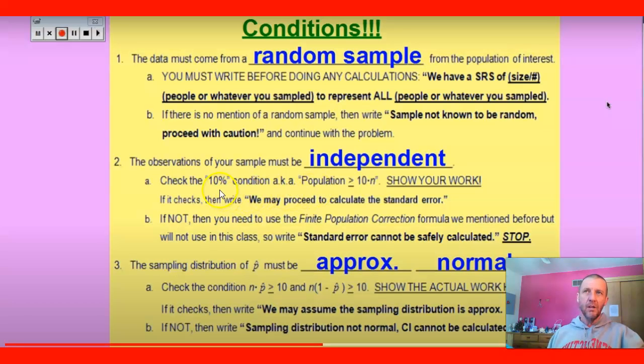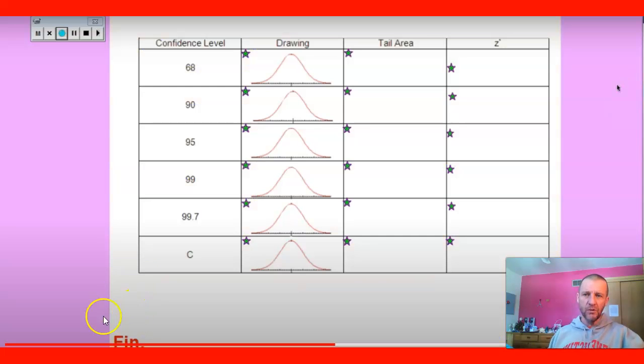10% meaning little n, the sample size, is less than or equal to 10% of the population. He says 10 times the sample size equals the population. Same thing. And then normality: n times p hat and n times 1 minus p hat. If those are both bigger than 10, we're good to go on proportions. There are different checks for means, we'll talk about those later.